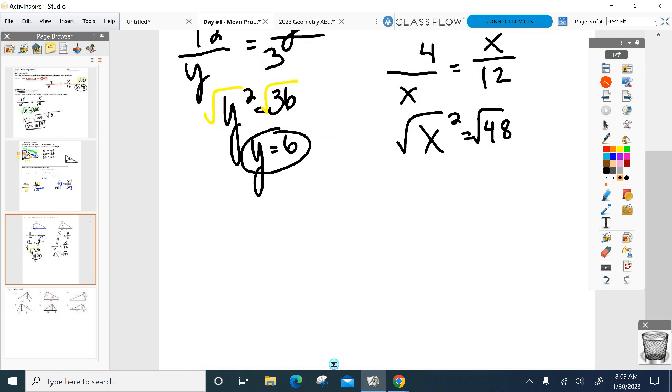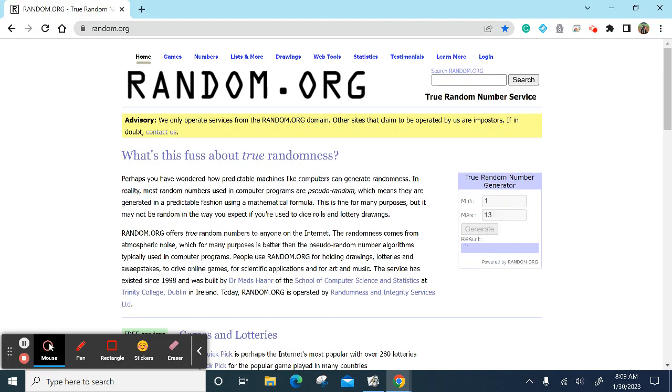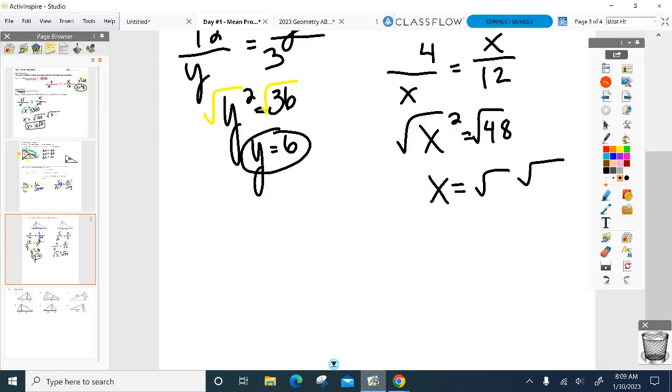Biggest one. 4 is not the biggest one. What did you have when you got it? Biggest perfect square that went into 48: 16 and 3. So x will be 4 square root of 3 here. Okay, 4 square root of 3.